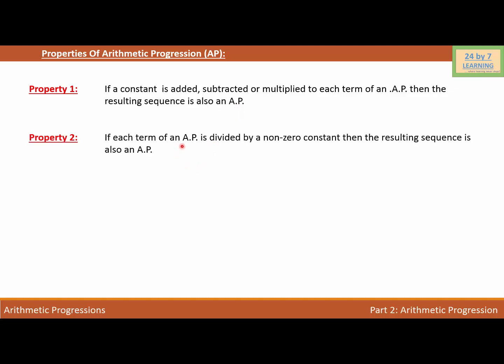Property 2. If each term of an AP is divided by a non-zero constant, then the resulting sequence is also an AP.